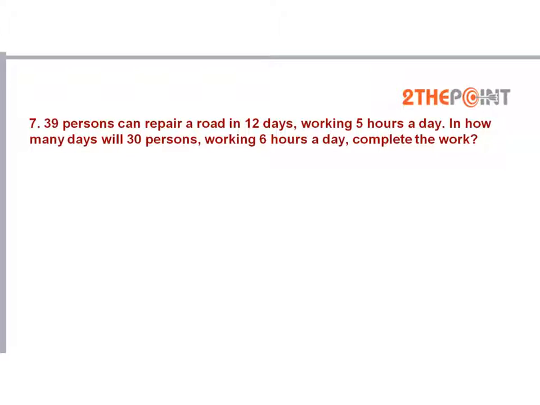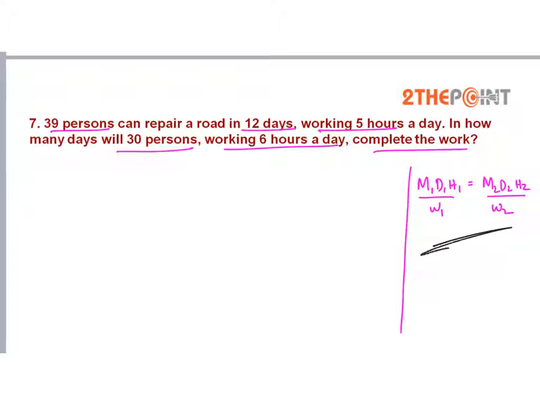39 persons can repair a road in 12 days, working 5 hours a day. In how many days will 30 persons working 6 hours a day complete the work? Now recollect the formula and substitute all the values. 39 is the number of persons, that is M1, and they are working for 12 days, 5 hours. Next part of the question is 30 persons working 6 hours a day, and find out how many days they take to complete the work. This is the equation formed. Now just solve for x.